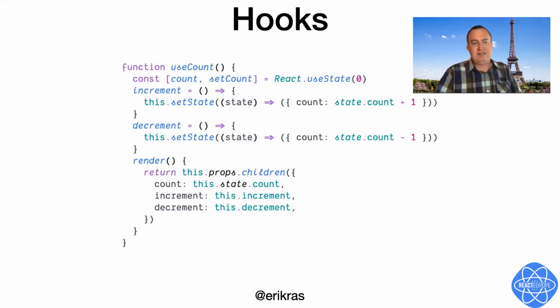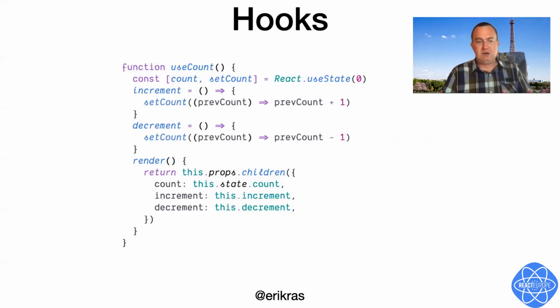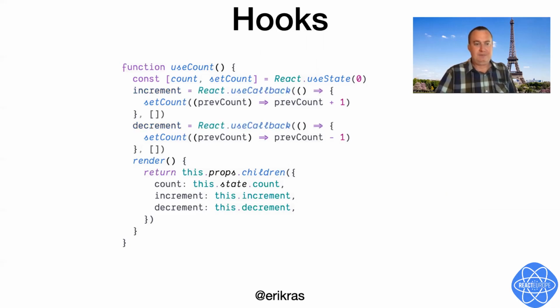And so we can change our this.setState calls to use our mutator function. Here we're using the same callback syntax, where rather than provide the new state, you can provide a function that will take the old state and return the new state. And to be a proper hook citizen, we really should wrap these in React useCallback. This is going to make sure that those functions are not recreated on every single call of this hook. They're going to have the same instance.